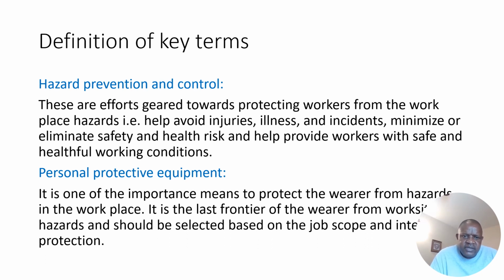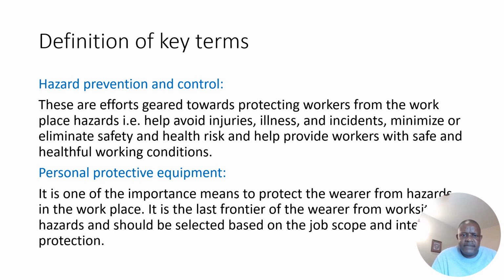Definition of key terms. Hazard prevention and control. Hazard prevention and control are efforts geared towards protecting workers from the workplace hazards, help avoid injuries, illness, and incidents, minimize or eliminate safety and health risk, and help provide workers with safe and healthful working conditions. That is hazard prevention and control.